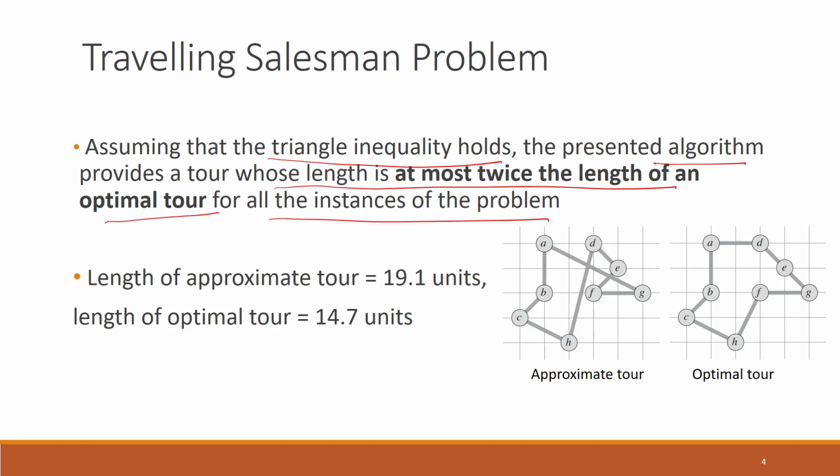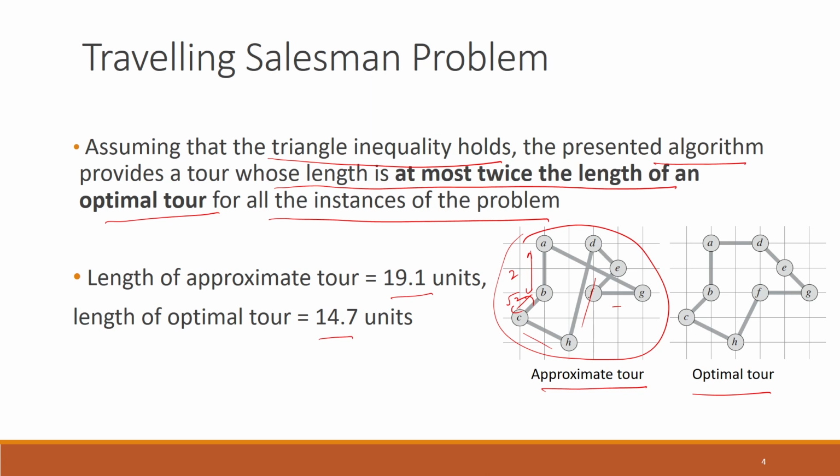Okay. So to see an example of this, this was the approximate tour that we had obtained for the example shown in the previous slide. The length of this approximate tour is 19.1 units. How do you calculate that? Just add the lengths of all of these edges. For example, this is 2 units, this one will be square root 2, and so on. So you keep adding all of these edges, and you will get 19.1 units. And we also know what the optimal tour is for this example. The length of this optimal tour is 14.7 units.